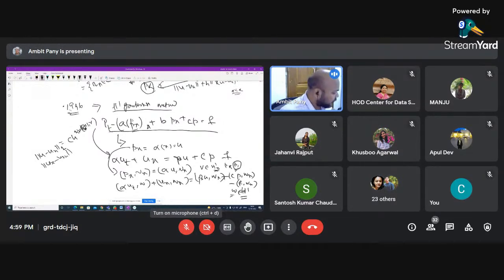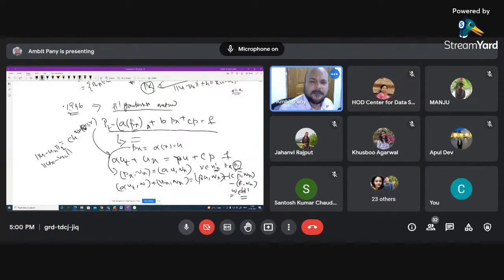That's why this H1 Galerkin is used in a fashionable manner. Later on, a lot of people contributed a lot of work in the H1 Galerkin method. The advantage is that with minimum computation cost, you can get a better result. So I think I should conclude my result. Any questions?